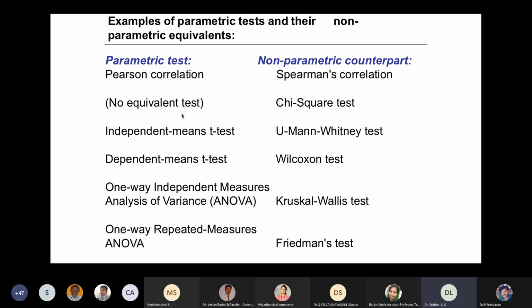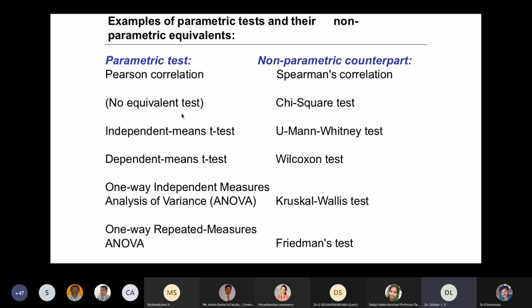This is the procedural way you take the test selections. And the second thing I actually want to explain is the equivalent tests on the parametric and non-parametric sides. The Pearson correlation on the parametric side has Spearman correlation on the non-parametric side. There is no equivalent test on the parametric side for the chi-square test. The chi-square test is a very important test. It is used especially to see goodness of fit and associations.